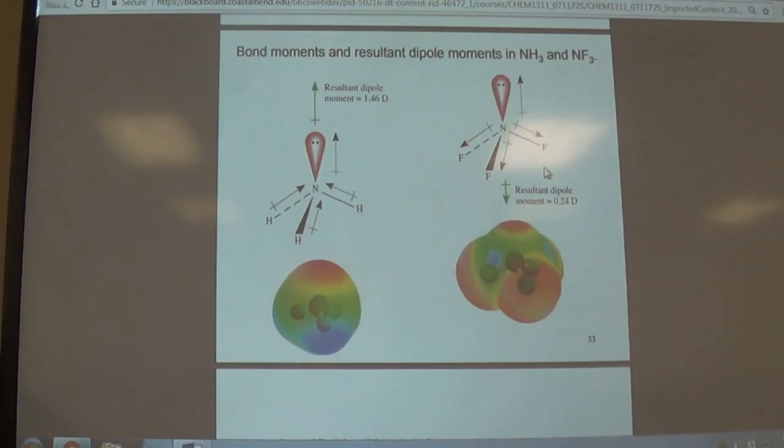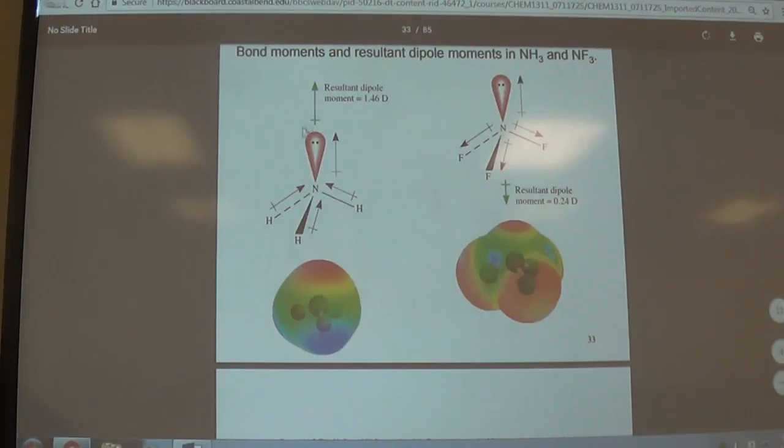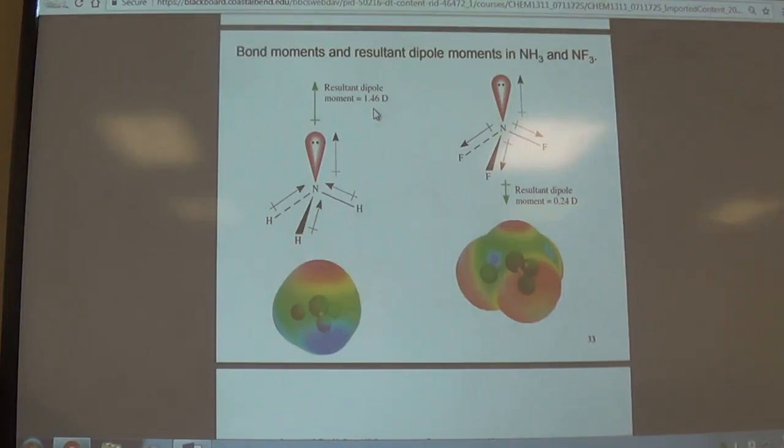So a lot of it has to do with the atoms that are involved in the bonds, and the geometry of the molecule. This molecule has more polarity, which is represented by its much larger dipole moment. It's almost six times the dipole moment of this molecule.